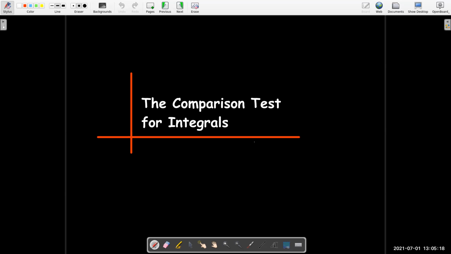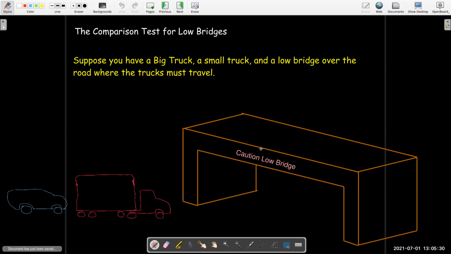So let's look at something which seems completely unrelated. Let's look at kind of the most simple comparison test I could think of. It's going to be the comparison test for low bridges. Suppose you have two trucks. One is big and one is small. Both of them have to go under a low bridge over the road where they're traveling.